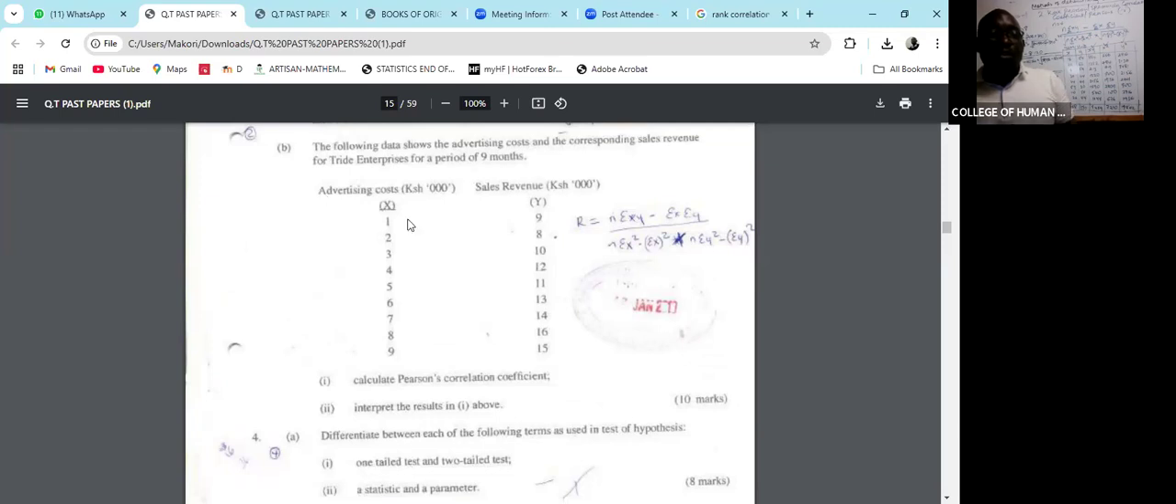You answer that question. Then when we meet next week, I'm going to review that question by doing it in class. Then I can be able to see whether you have understood that before we go to the next or the last method of determining correlation.